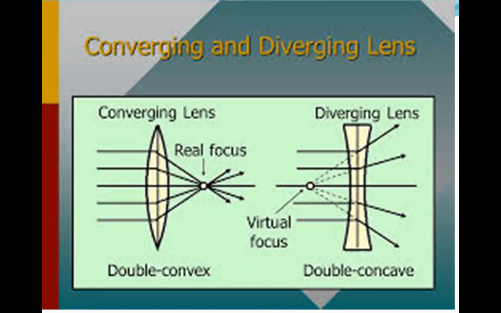But in case of a concave lens, the rays of light will spread outward, and when we join them in dotted lines behind the lens, they appear to focus at one point. This is known as virtual focus, as the rays of light are not actually focusing at a single point, but they appear to focus at a single point. So always remember, students, a converging lens has a real focus and a diverging lens has a virtual focus.